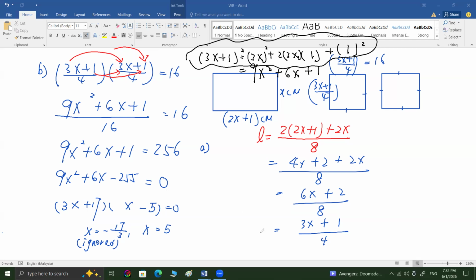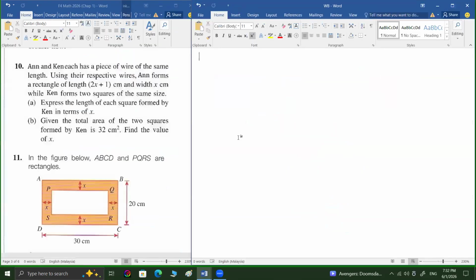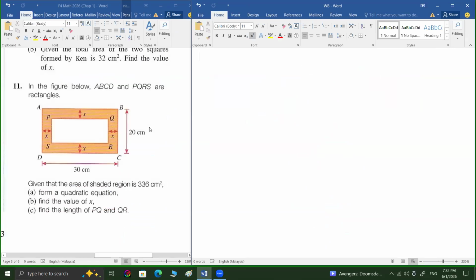Okay, Bobby, done, yeah? Now get ready for the question. Let me explain to your class, then you try to solve, yeah? Okay, listen to me. In the figure below, ABCD and PQRS both are rectangles. Given the area of the shaded region. Okay, class, how do you get the area of the shaded region?